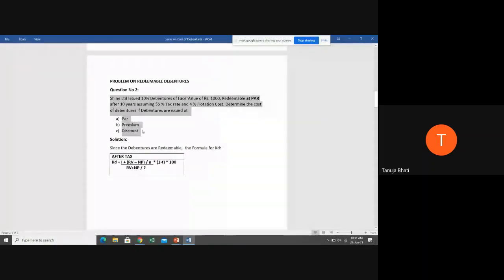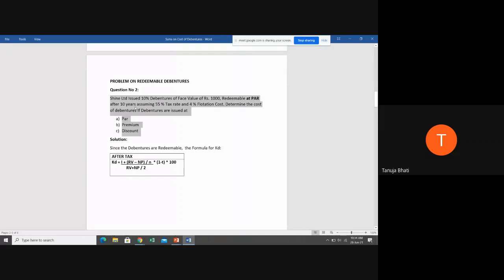So can anyone tell me, first of all, you need to identify whether it is redeemable or irredeemable. So students, which word is helping you know whether it is a redeemable debenture or irredeemable debenture? Can anyone tell me? Redeemable at par. Okay, and here the period is given, 10 years. So you came to know it is redeemable debentures.